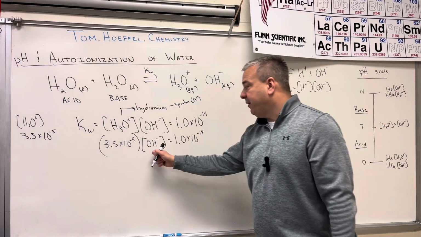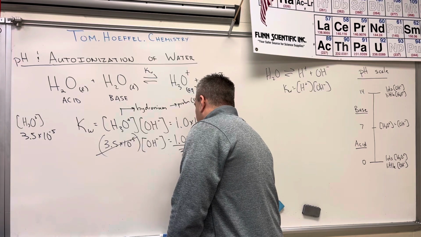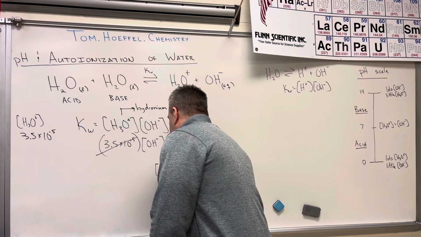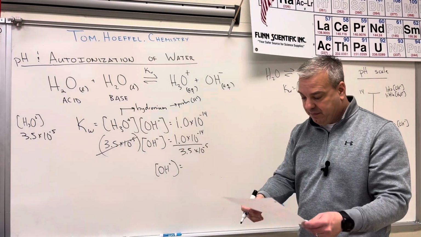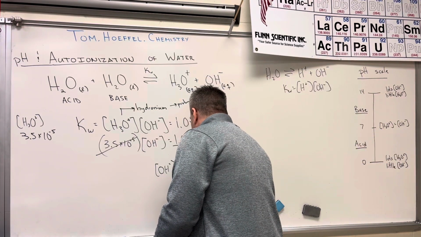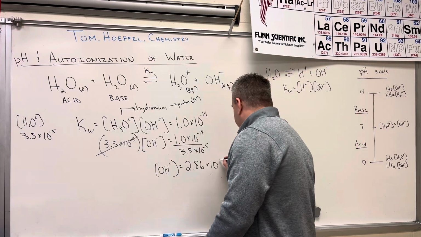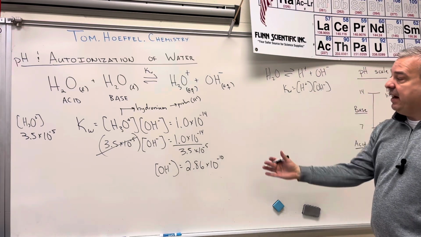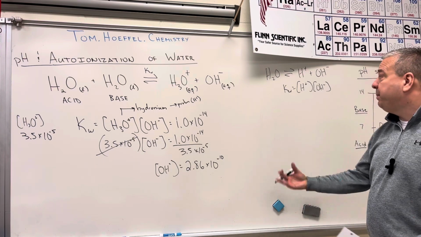Well, to solve for the hydroxide ions, I'm just going to divide both sides by 3.5 times 10 to the negative 5. And I find out that the concentration of my hydroxide ions is going to be 2.86 times 10 to the negative 10. That sounds great. Now that I have the concentration of both of them, I can find things called the pH or the pOH.